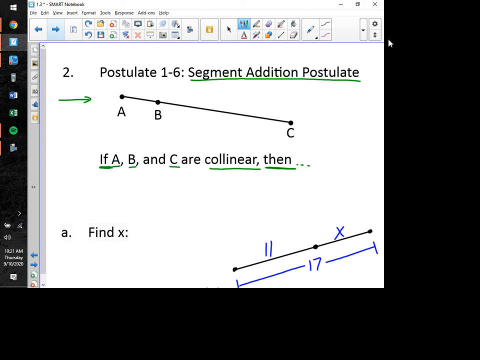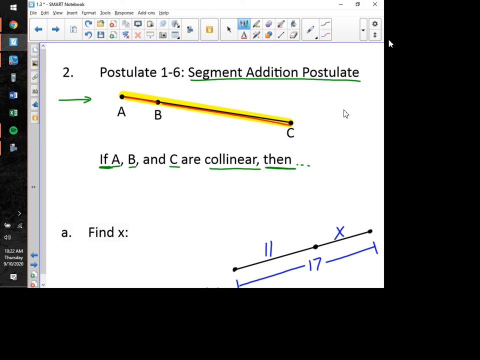If you've got a diagram that looks like this, there are actually 3 line segments. There's the first little segment, which is AB. There's the second little segment, which is BC. And then there's the big segment, which runs from A all the way to C. So we've got to get used to seeing 3 different line segments right there.